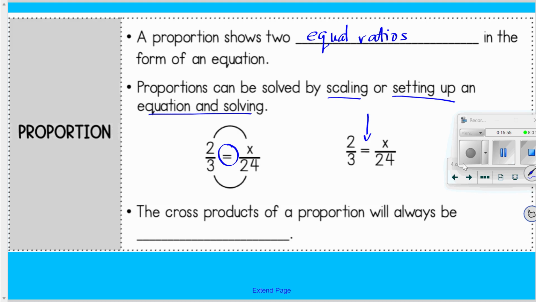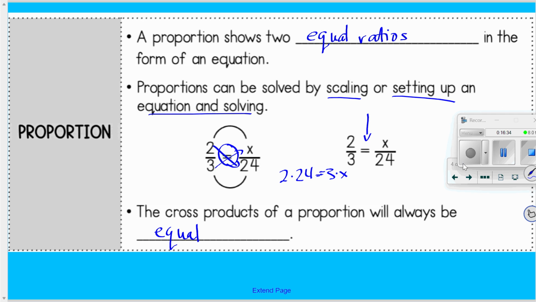So the cross products of a proportion will always be equal or equivalent. But they will always be equal. So what do I mean by cross products? If I take one numerator, and this only works with an equal sign, and I multiply by the other one, I would get the same answer going the other way. So this is how we would set up our equation. We would say 2 times 24 equals 3 times x.